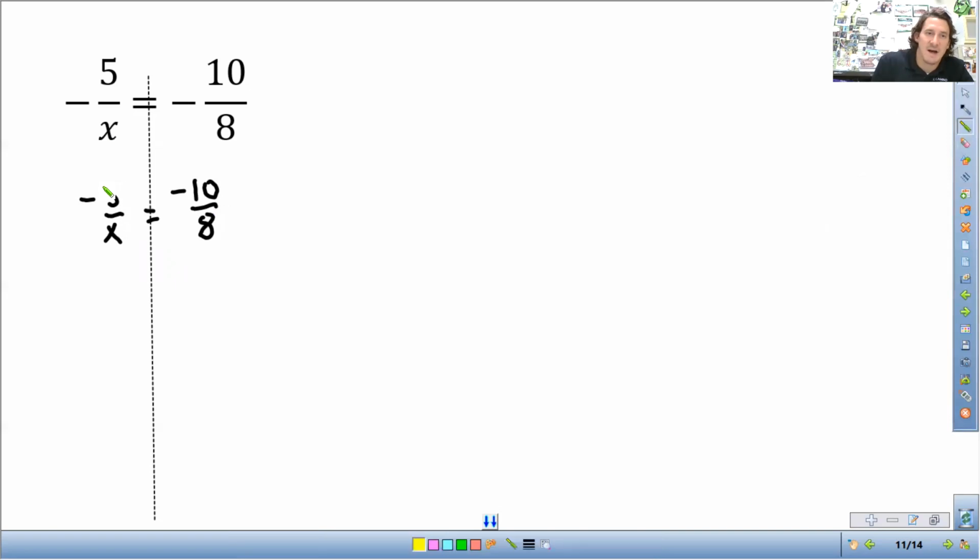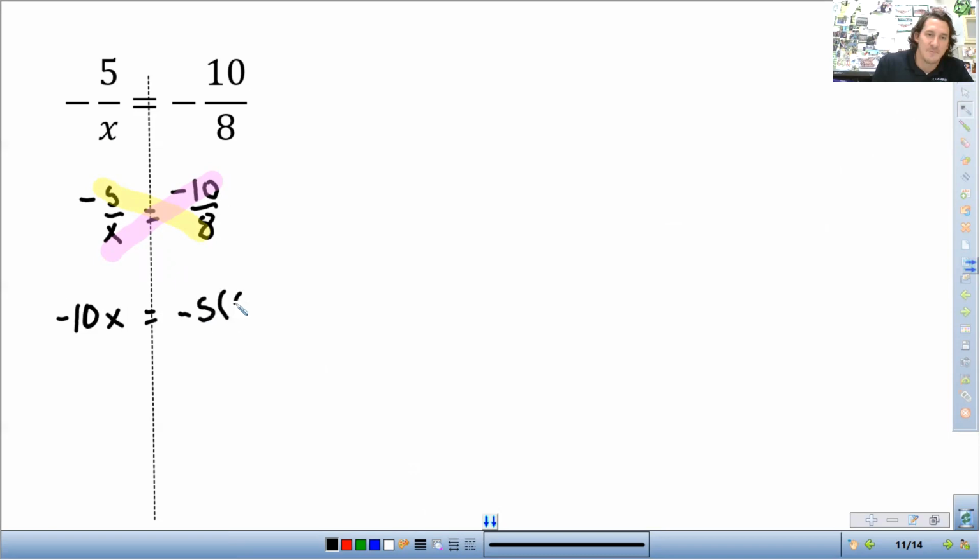So it'll be negative 5 times 8 on one side, and then negative 10 times x on the other side. So negative 10 times x, negative 10x, and negative 5 times 8 on the other side. Negative 5 times 8 is negative 40. Negative 10x. Divide both sides by negative 10.